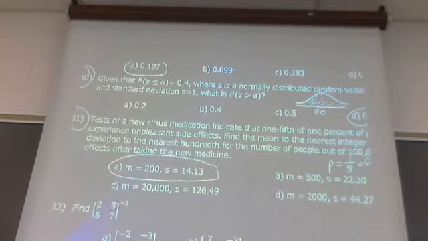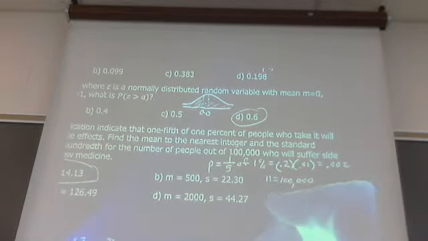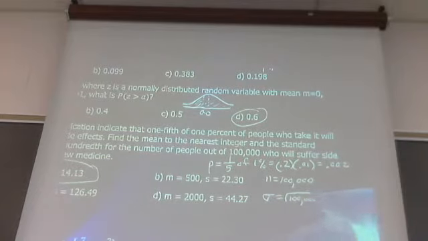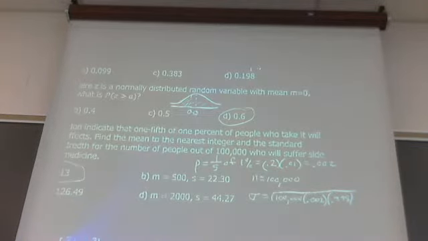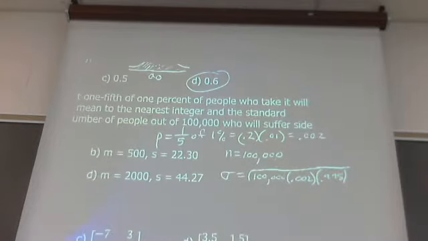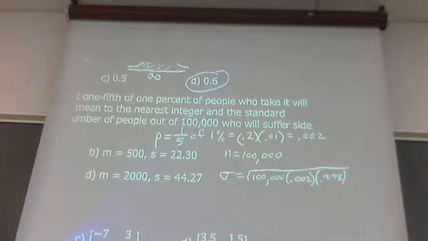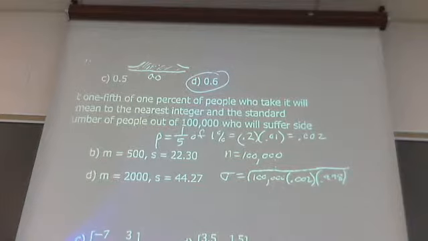No, that's too easy. How do you find the other, the standard deviation? Square root NPQ, right? Sigma is equal to square root NPQ, which would be 100,000 times 0.002 times 0.998. Probability of failure would be the 0.998 value. Okay, so that's how you get the 14.13. And the mean is n times p.